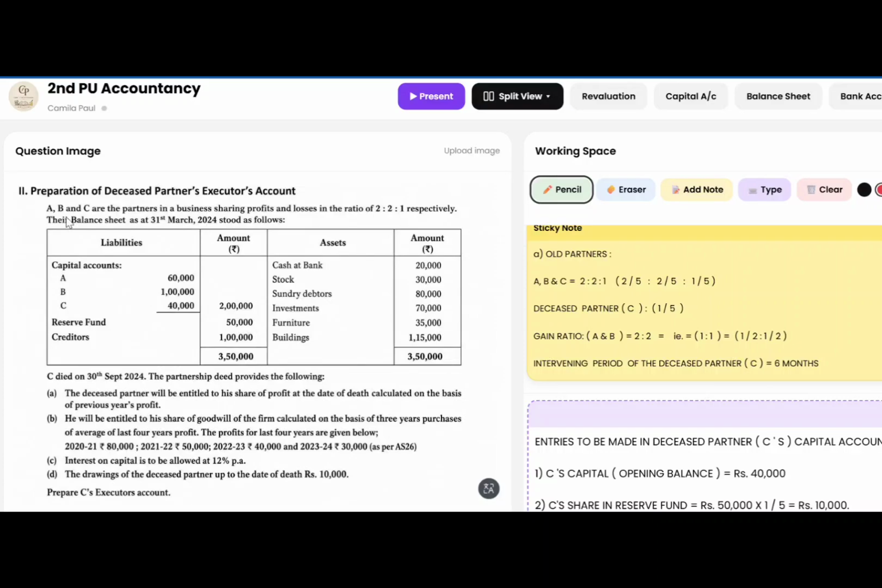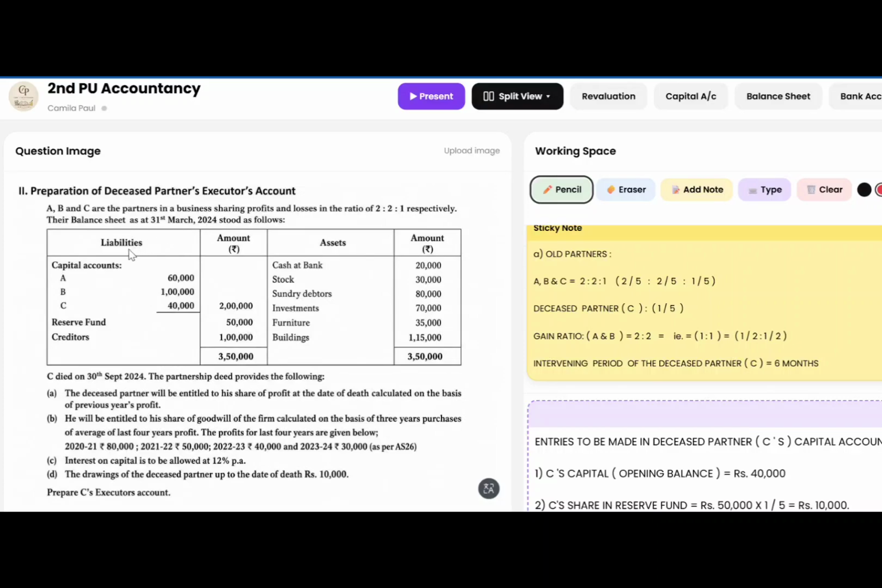A, B and C are partners in a business sharing profits and losses in the ratio of 2:2:1 respectively. The balance sheet as at 31st March 2024 stood as follows. So given is the balance sheet. Let's see the liabilities side.